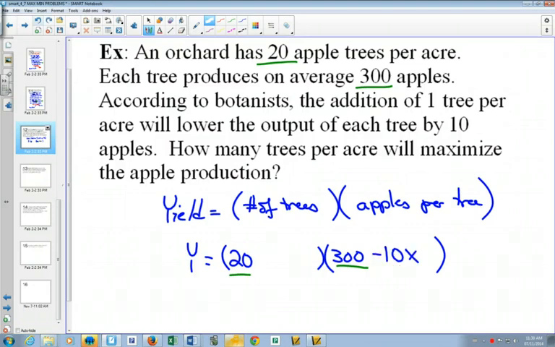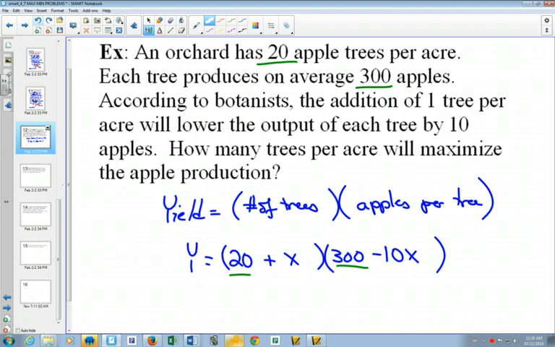Now what happens is every time I add a tree, so we say plus, and I use x because I don't know how many trees I'm going to add, but each time I add a tree, I take off 10 apples. So we think if x is 1, I take off 10 once. If x is 2, I take off 10 twice. Yeah, and all yield questions or all profit questions will always be set up that way.